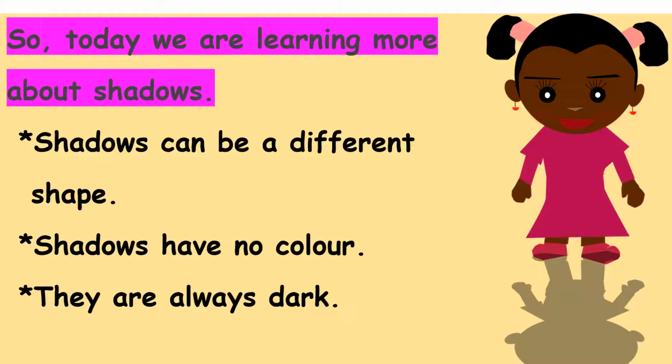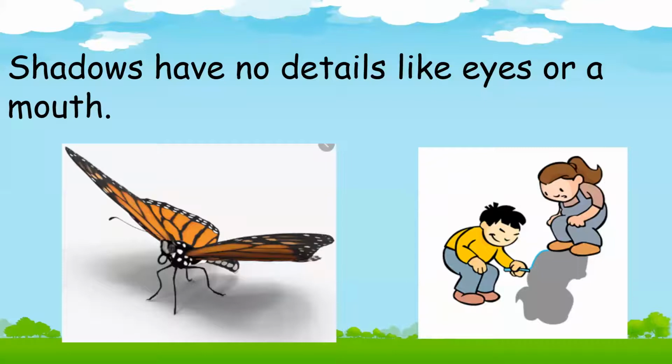So today we are learning more about shadows. Shadows can be a different shape. Shadows have no color. They are always dark. Shadows have no details like eyes or a mouth. Look at the shadow of the butterfly in the first picture. Can you see the color in the shadow? No. Can you see the eyes of the butterfly? No. Good, children.